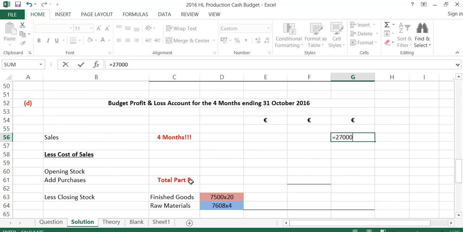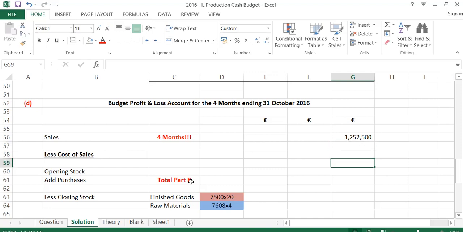So I'm just going to add the sales from July to October. So it's going to be 270,000, and again these are just coming from the top of the question, plus 292,500, plus 330,000, plus 360,000, which leaves me with total sales of 1,252,500. Cost of sales is a heading, and the first thing I have in my cost of sales is opening stock. There won't be any opening stock in this question because the company is just set up, so that's 0.